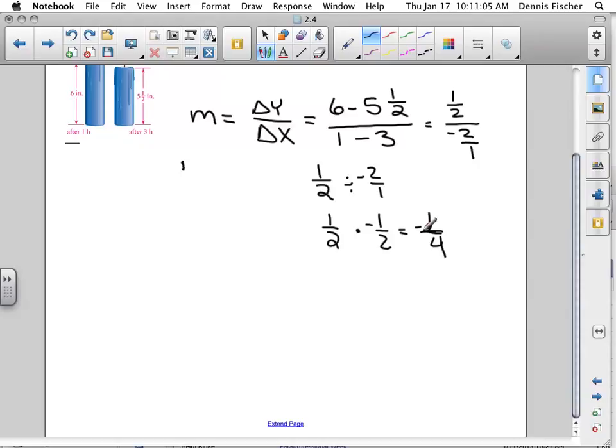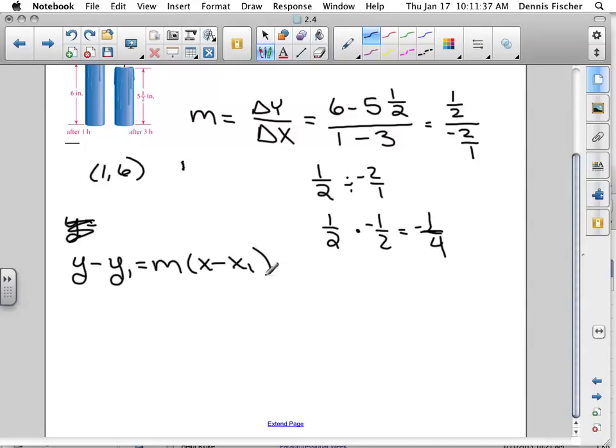Now if I had to pick one of the 2 points to come up with the equation, which point would I pick? 1 and 6 would make a lot of sense. I probably wouldn't pick the one with the fraction. It takes a little more work. So now I'm going to use that point 1, 6. Y minus y1 is equal to m times x minus x1.